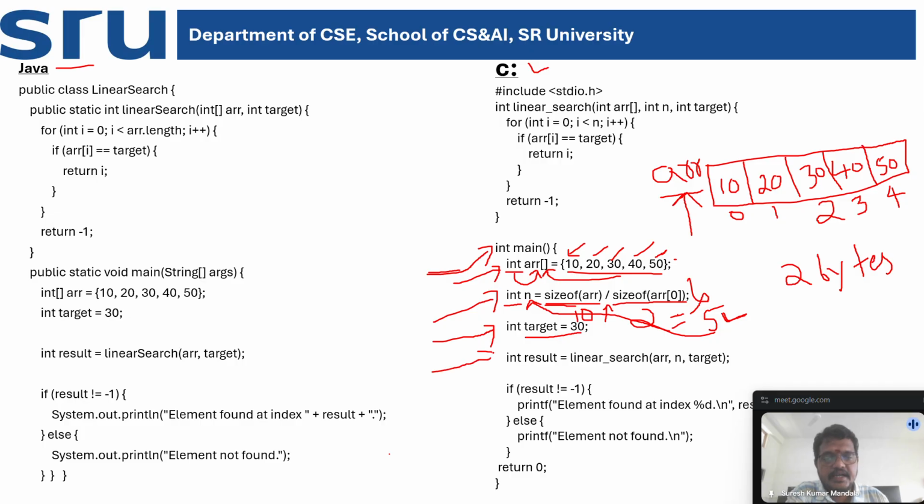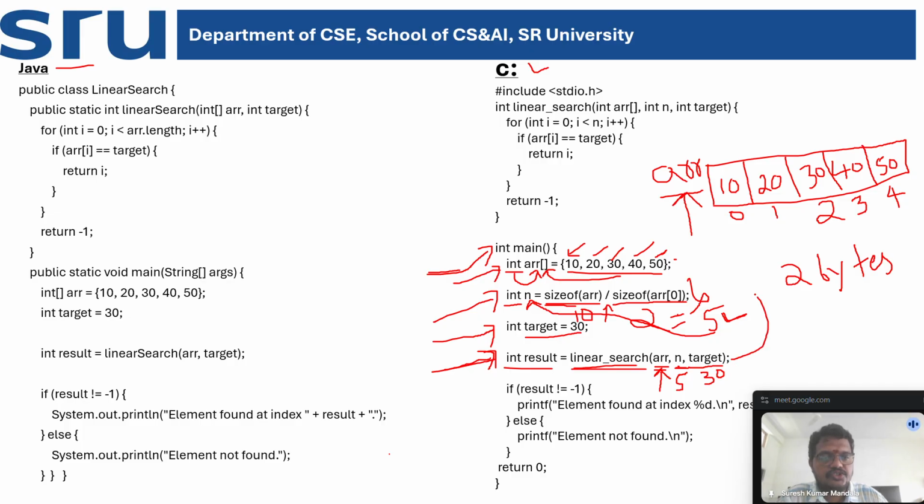In the next line we are declaring int result = linearSearch(ARR, n, target). Three parameters we are having. Using the 3 parameters, within int result we are calling the linear search function. This is called a function call. ARR parameter will store all the values present in the array: 10, 20, 30, 40, 50 will be stored within ARR. N will store the value 5. Target will store the value 30. These 3 parameters we are passing to the called function.